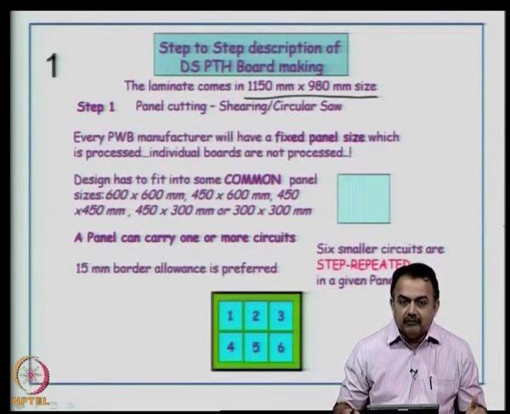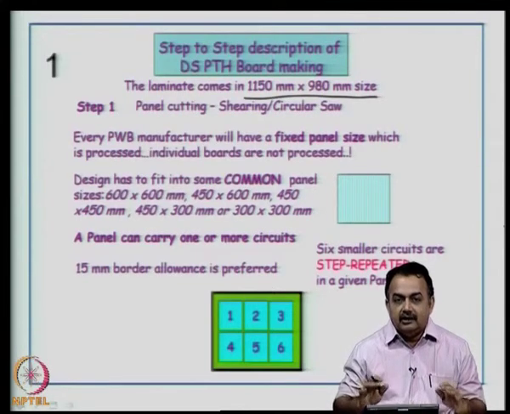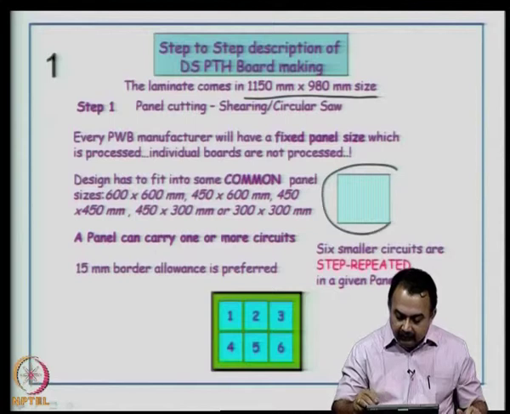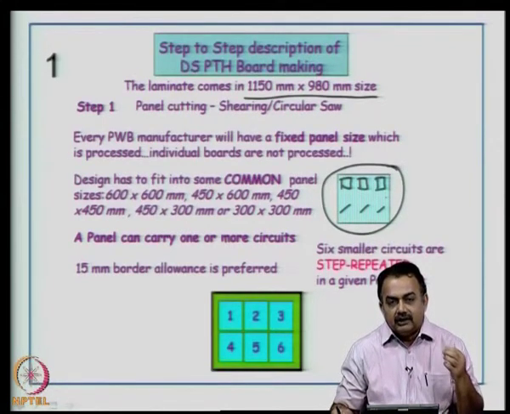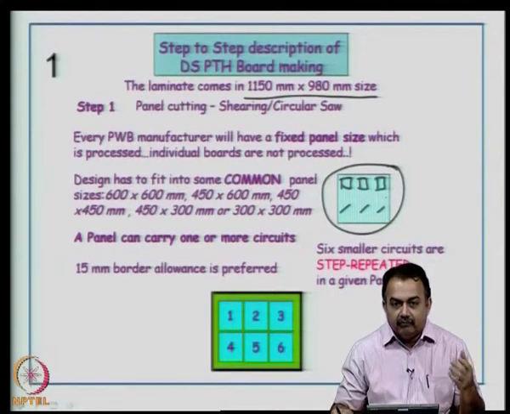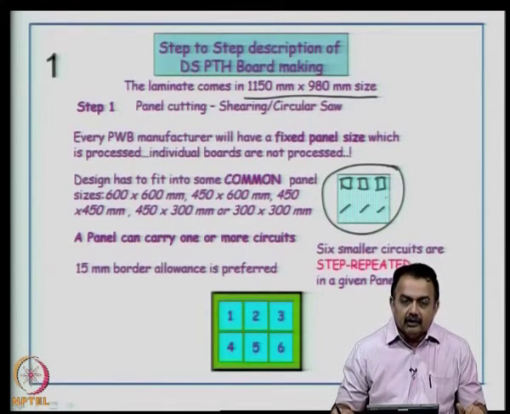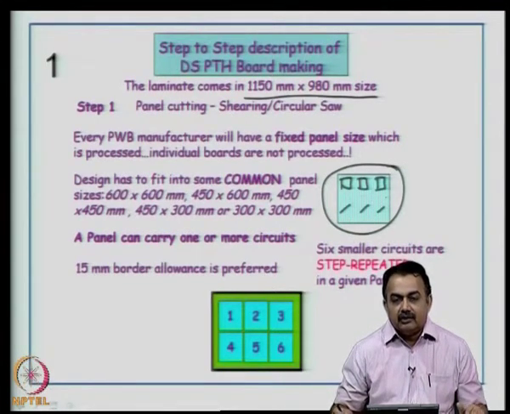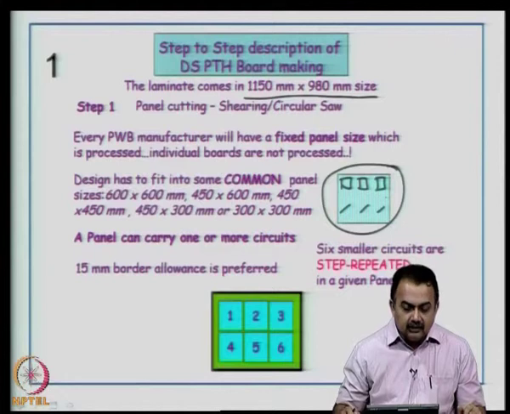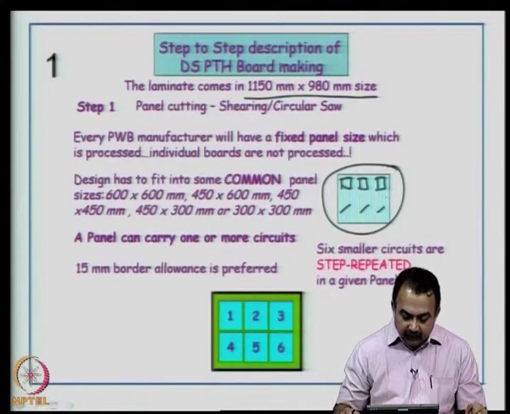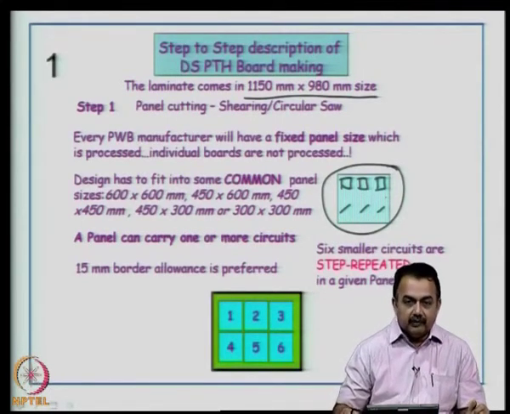Now, individual boards, if they are very small, will have to be fitted in this panel. So, if this is the panel area, then you have to fit the individual board designs into these areas, so that you can maximize the FR4 laminate material. You can reduce the wastage. You need to give clearance though, but then you can reduce the wastage based on very good floor planning for your panel process. The common panel sizes are 600 by 600, 450 by 600, 450 by 450, 300 by 300, 300 by 450 and so on.